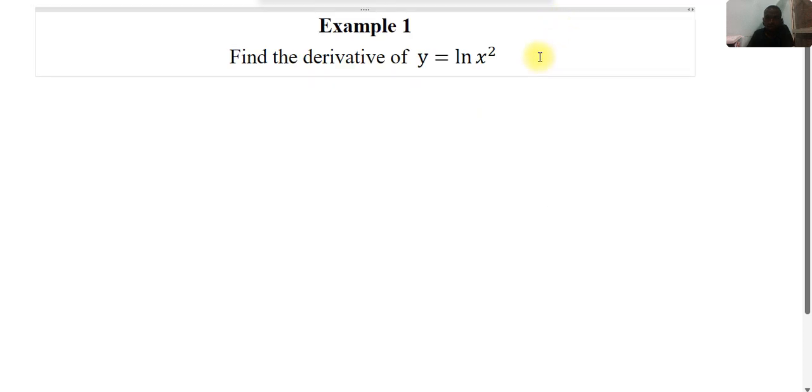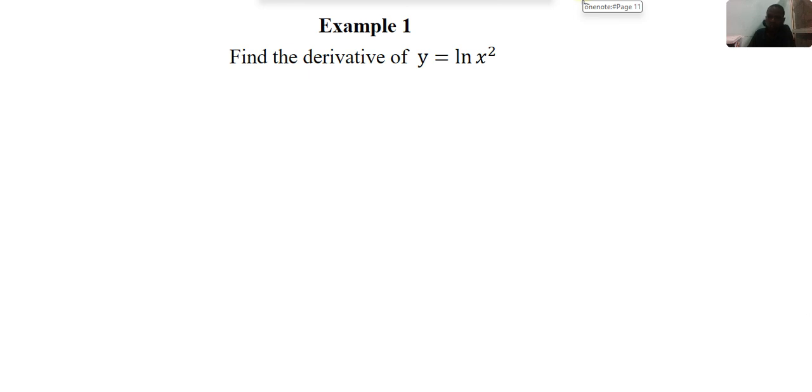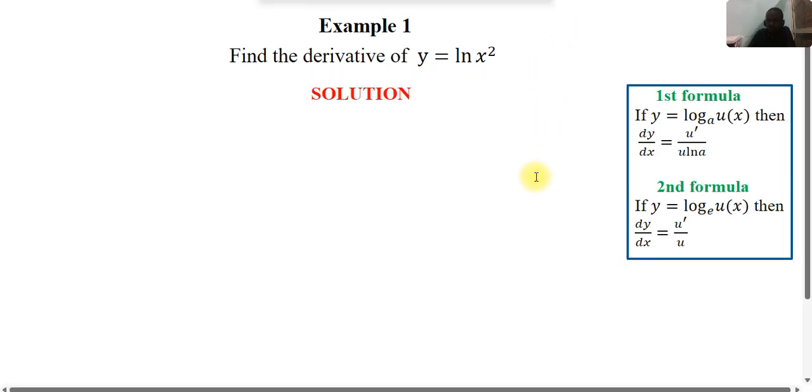Okay, so let's consider the first question that we have here. It says you should find the derivative of y equal to ln x squared. You find the derivative of y equal to ln x squared. So here we have the formulas placed here. So we are going to check, before we proceed, which one of the two is suitable to be used for this question.